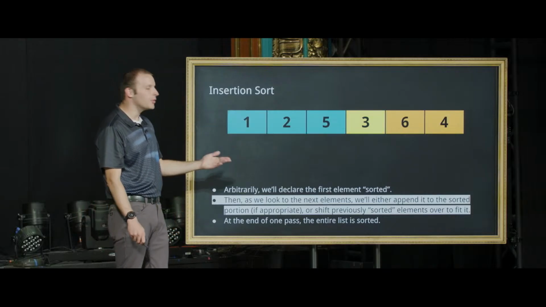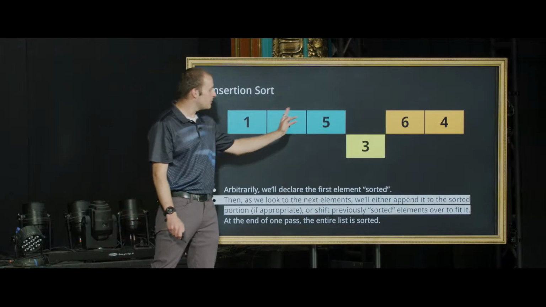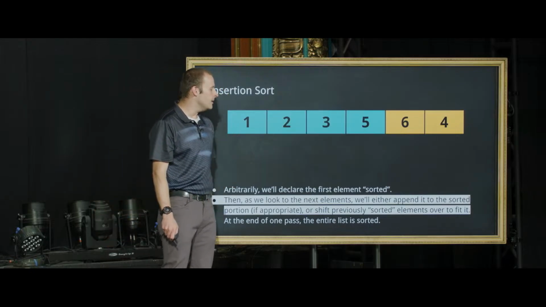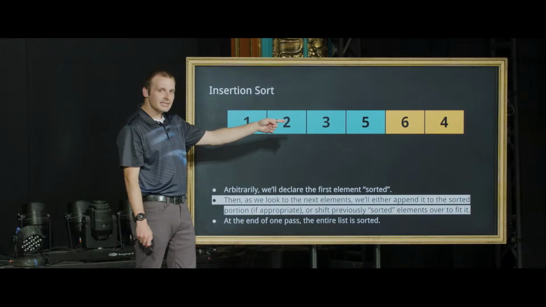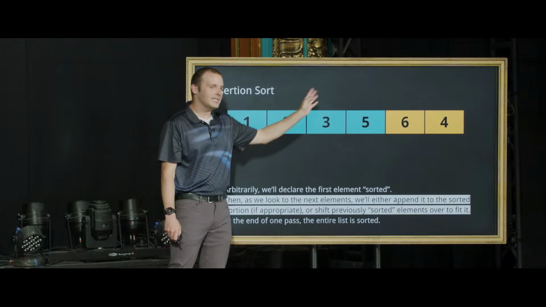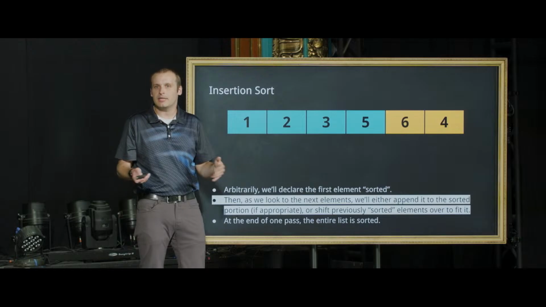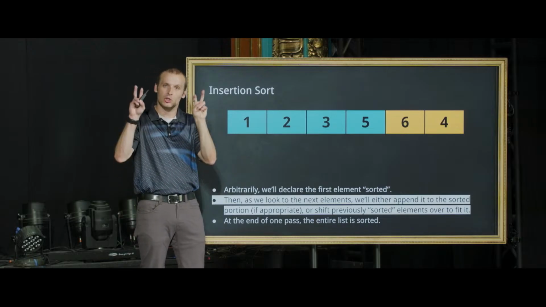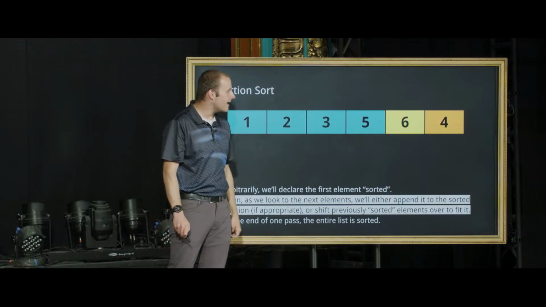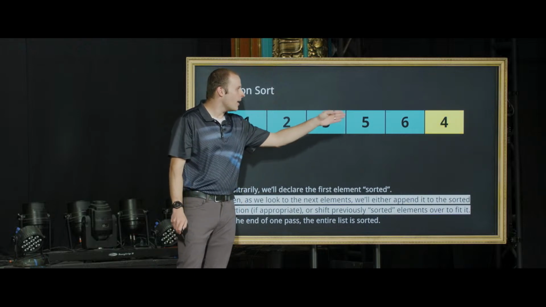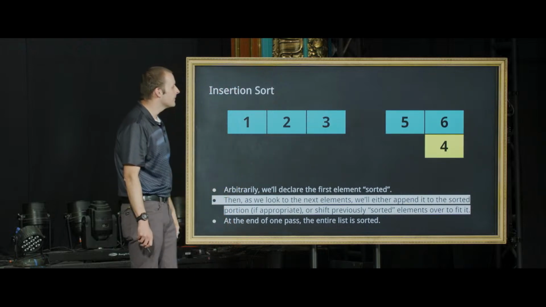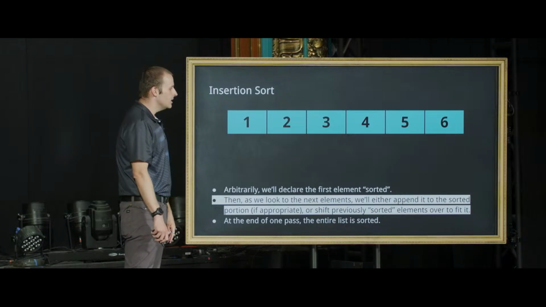We go through that process again. For 3, we don't have to move everything, but we do have to push the 5 over and then pull the 3 back into position. The 6 is greater than the 5, so we can actually just tack that on. We don't have to move anything around. It happens to be bigger than the biggest thing we have sorted thus far, and so we can just tack that on to the end. And the 4 also requires the 6 and the 5 to move over to be put into position there.